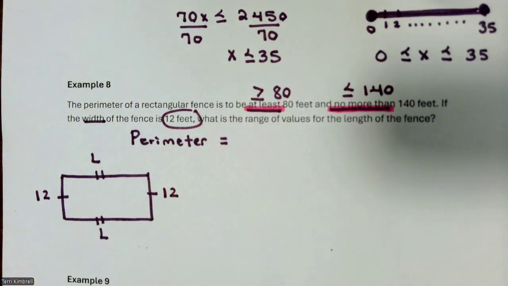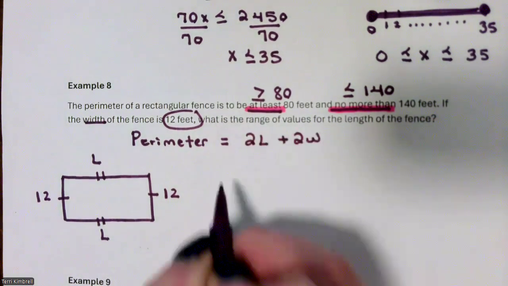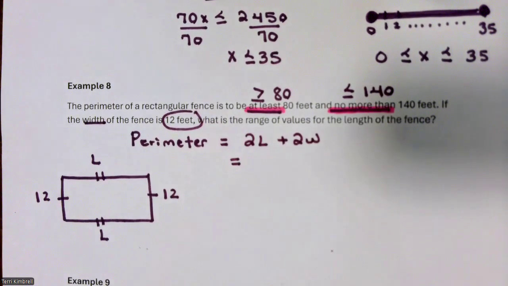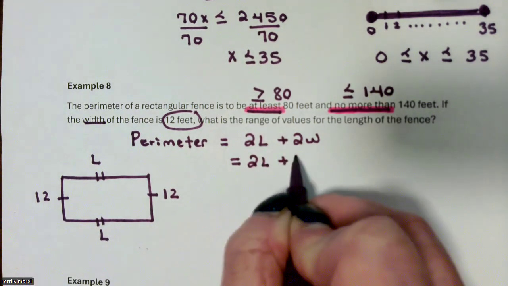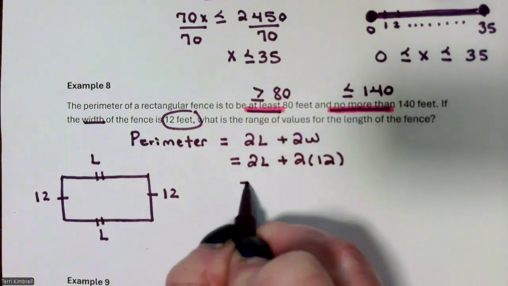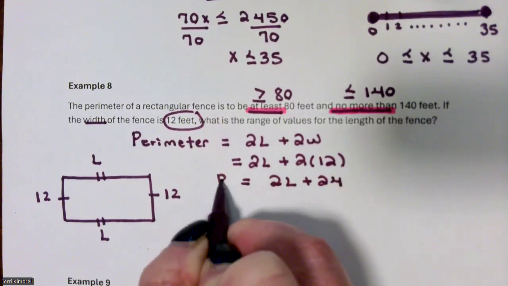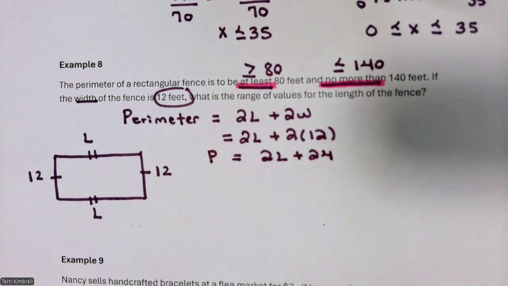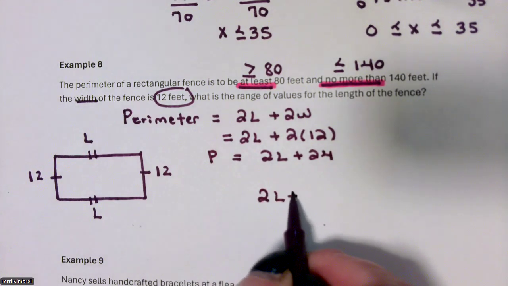Okay. If you remember, when we're looking at perimeter, you have 2L plus 2W. So with our perimeter, we have 2L plus 2 times 12. So that's going to give us 2L plus 24. Okay, that's going to be in the middle. So that's going to be in the middle of our inequality.